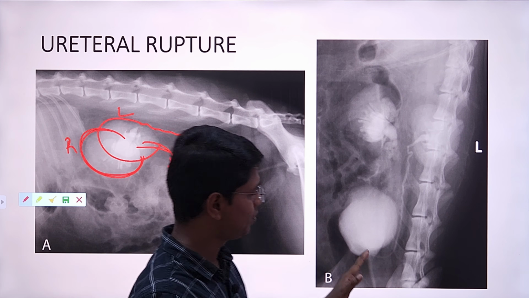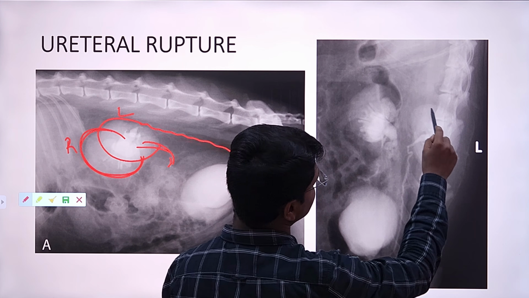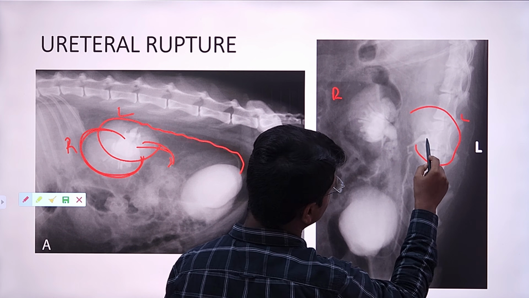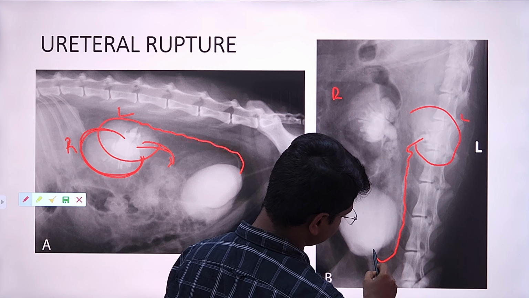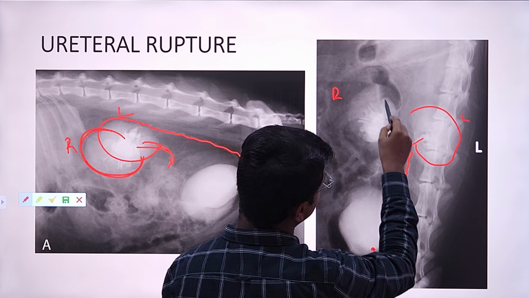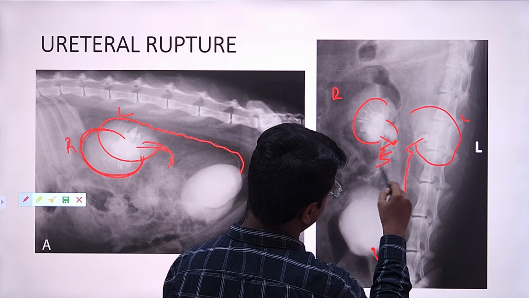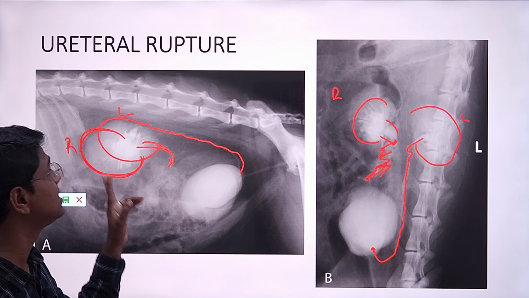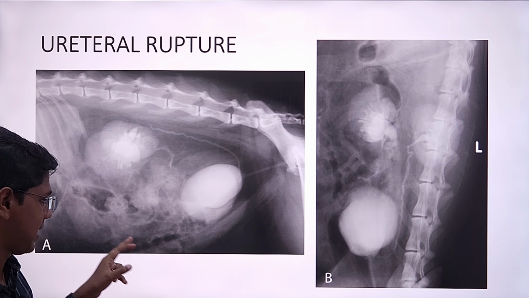Here I told you, for evaluating ureter you need an oblique view. This is oblique view. Okay, see here the left kidney, this is right kidney, and here you see the left ureter is going, this is cranial migration, then into the bladder. But here you see the ureter has been ruptured, so some contrast agent has been leaking to the retroperitoneal space. So this is ureteral rupture. Usually you will find these cases in case of trauma or accidents.